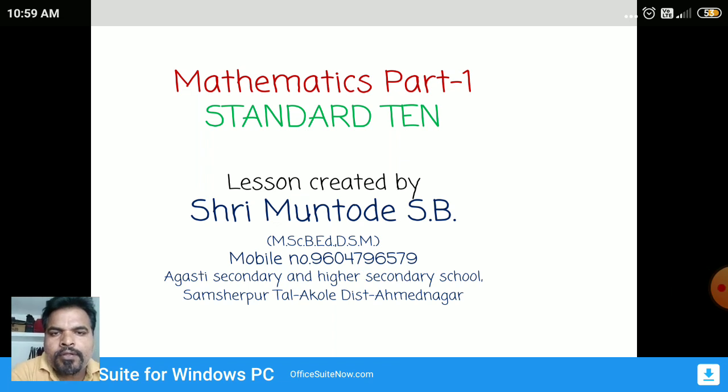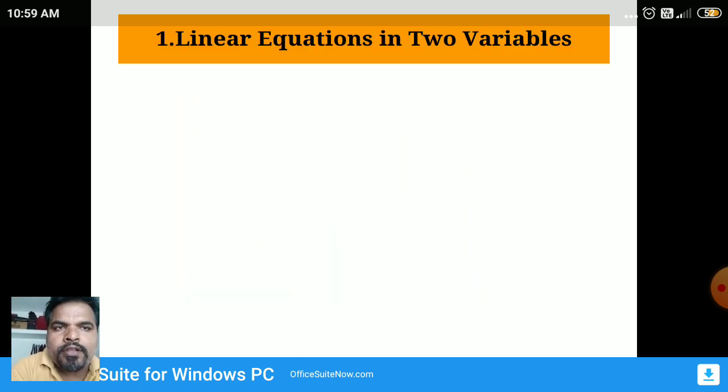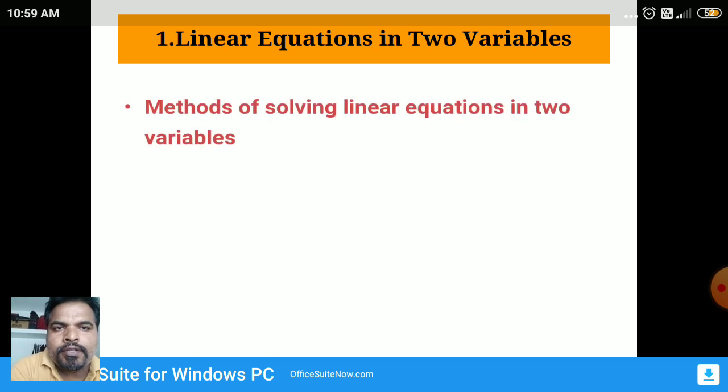Today we will learn the first chapter of Math First. The name of the chapter is Linear Equation in Two Variables. In this chapter we will learn the first method of solving linear equations in two variables.